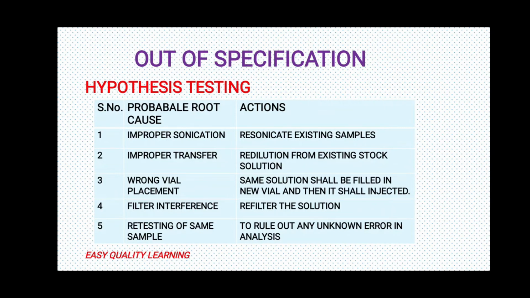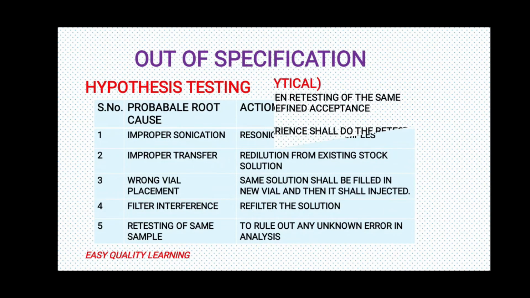If filter interference is suspected, then we need to refilter the final solution. Then retesting of the same sample can be included as a part of analytical investigation to rule out any unknown error in the analysis. So this can be the probable root cause and this can be the probable hypothesis for doing your hypothesis testing. So first we need to prepare hypothesis protocols with predefined acceptance criteria, and based on that we need to pre-approve this and then we need to execute this hypothesis testing.